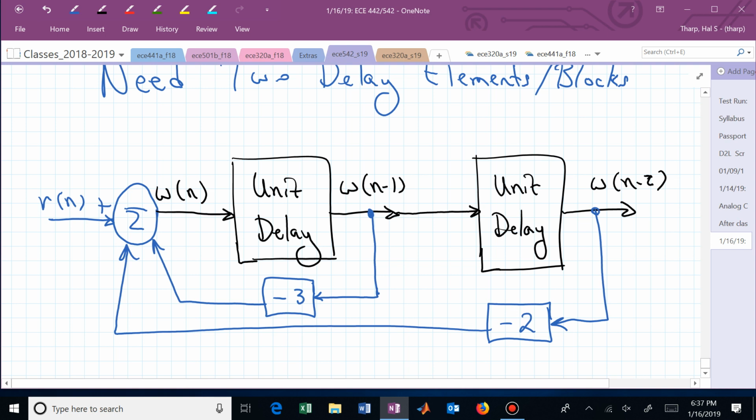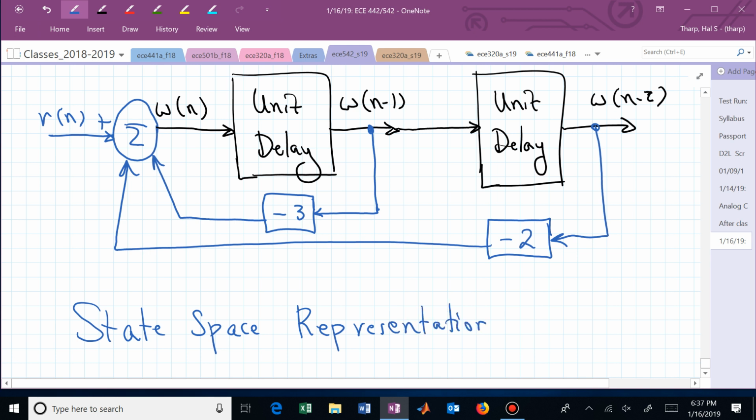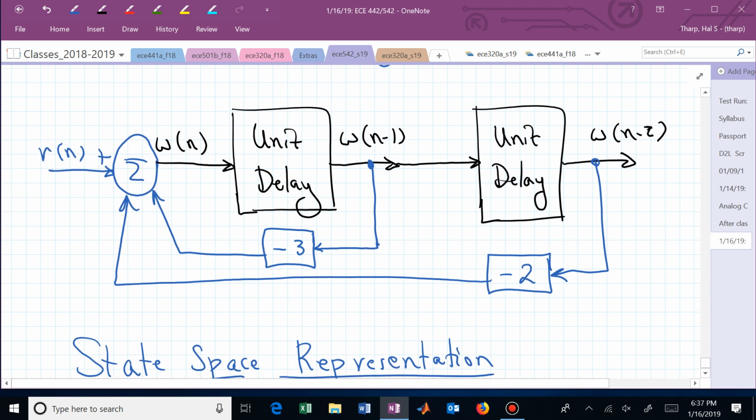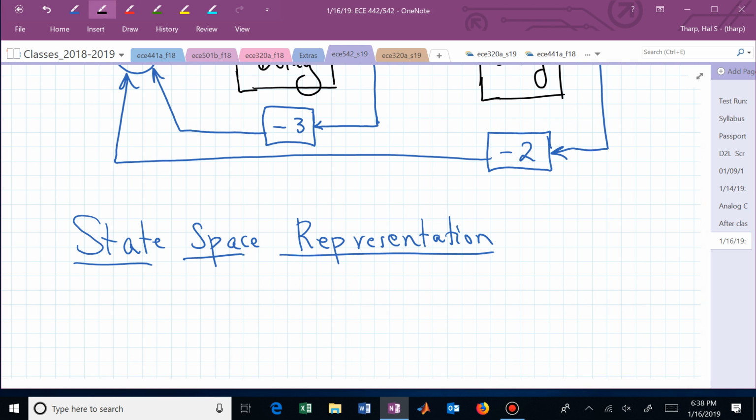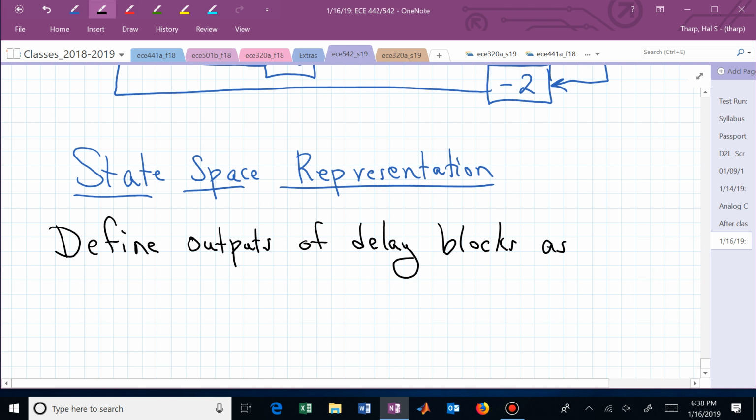Well, this is fun. Let's do another representation. Can we create a state space representation from this? Well, how are we going to do that? Let's create a state space representation from this all delay block diagram, and the strategy that we are going to use is as follows. The outputs of these delay blocks we will define as our state variables. Let me just write that down. What we want to do now is define the outputs of the delay blocks. We have two delay blocks, so we would be expecting to have two state variables. Define outputs of delay blocks as our state variable components.